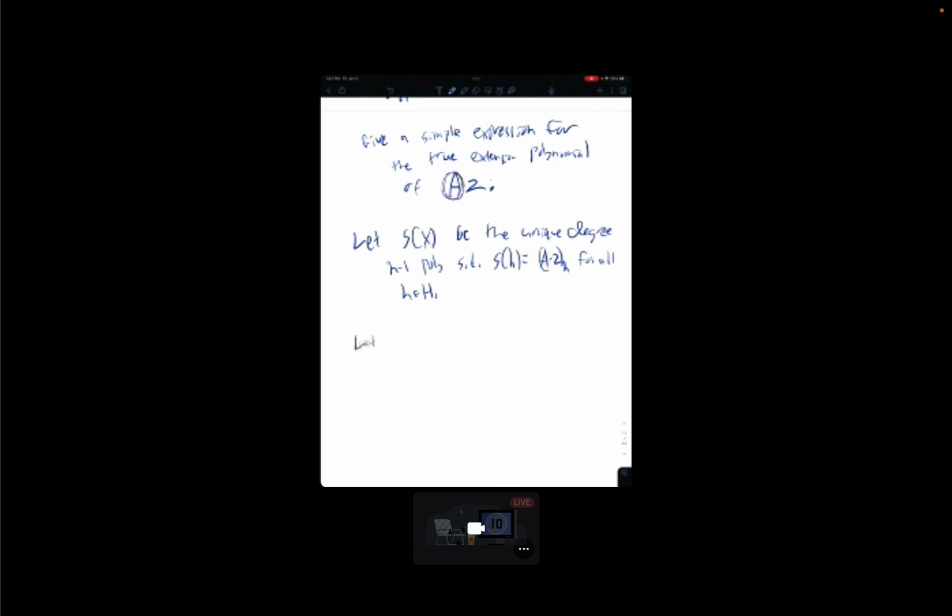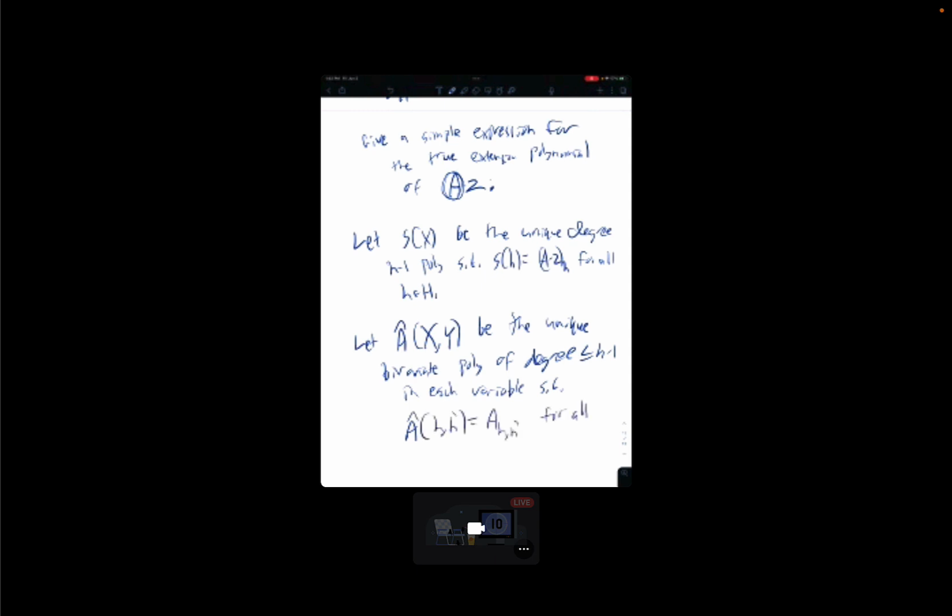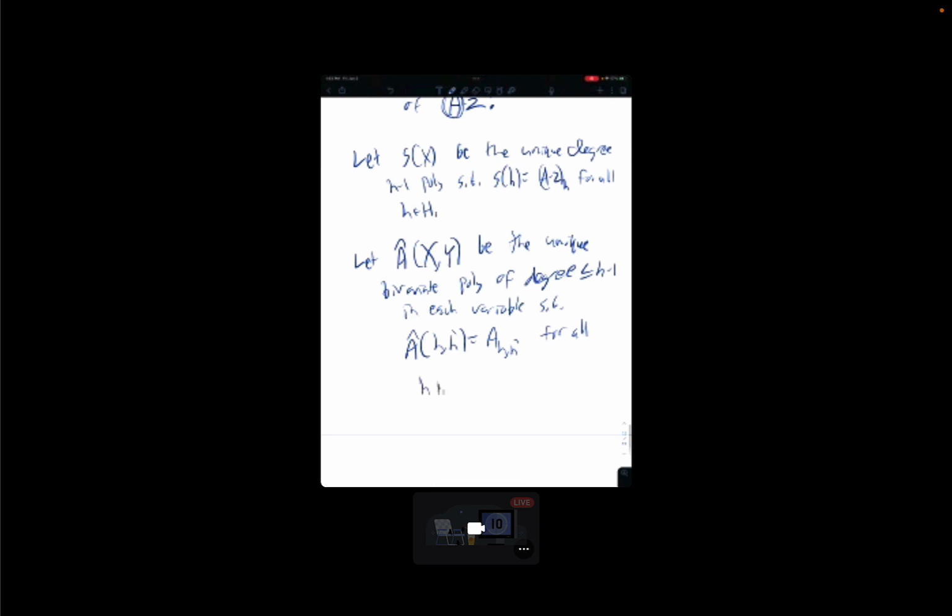Okay, so let A hat of X comma Y be the unique bivariate polynomial of degree at most n, or I guess it's n-1 in each variable, such that A hat of H comma H prime equals A of H comma H prime for all H and H prime in the nth roots of unity.